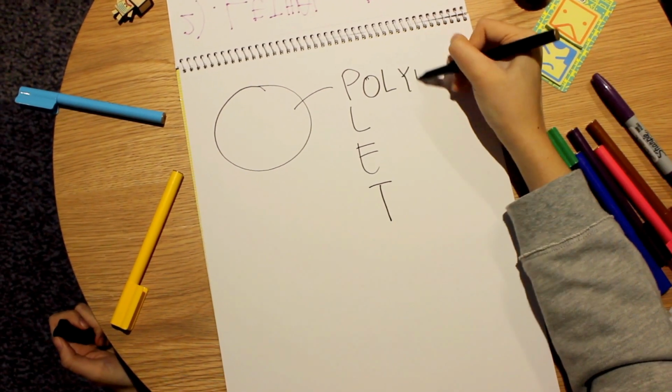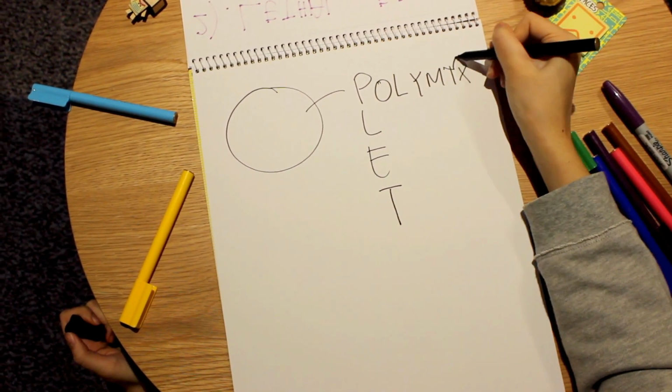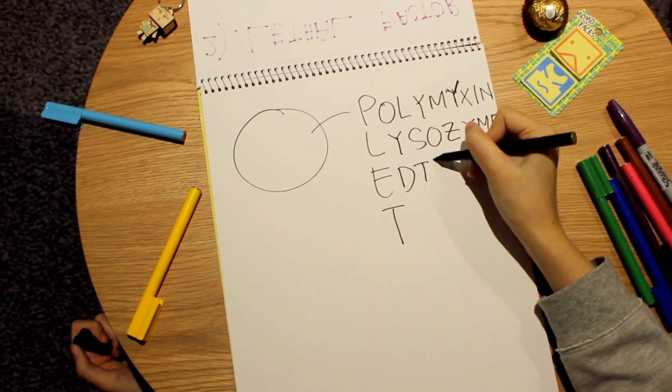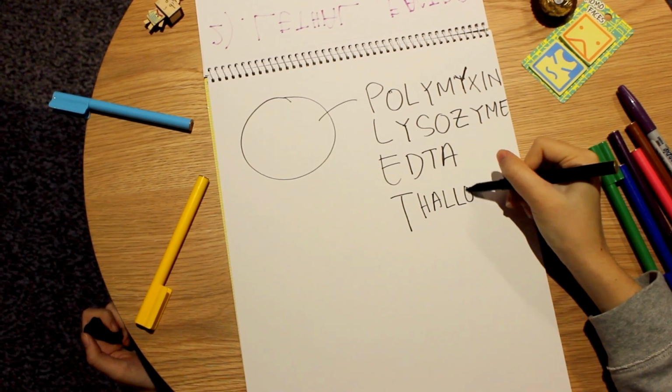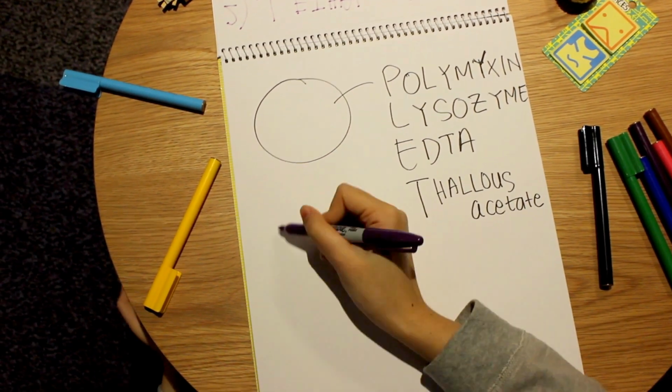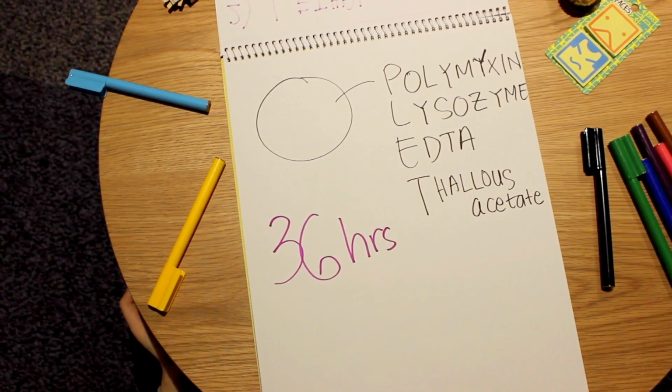PLET agar can be used to isolate Bacillus anthracis. The media contains polymyxin, lysozyme, EDTA, and thallous acetate. The media requires 36 hours of incubation before it can be read.